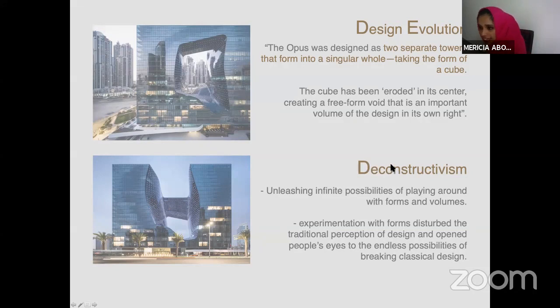Deconstructivism. This is her style, breaking all classical designs. You saw Art Deco, you saw Art Nouveau, you saw minimalism, you saw modernism, you saw organic designs. Now you are standing at deconstructivism. Let's see what is the deconstructivism of Zaha Hadid and Patrik Schumacher.